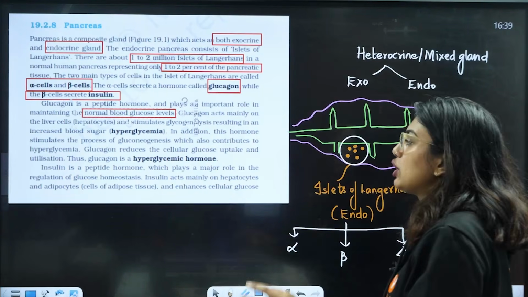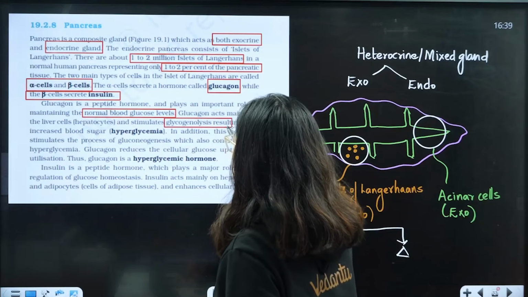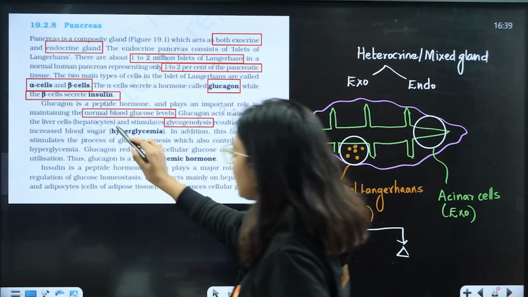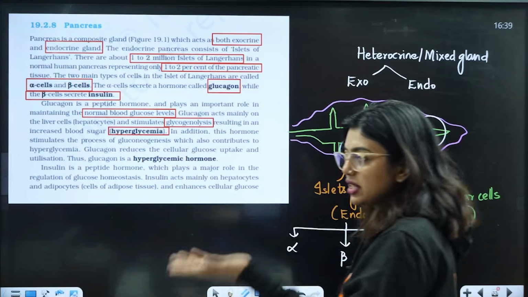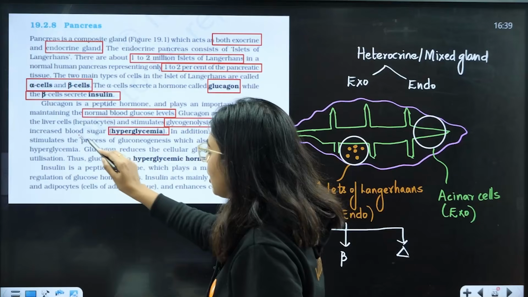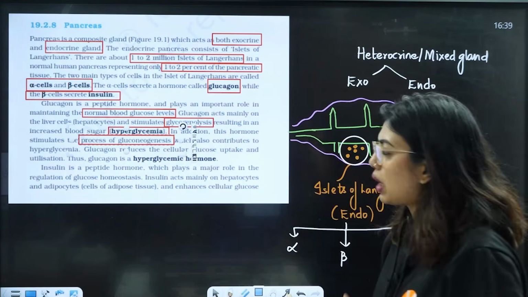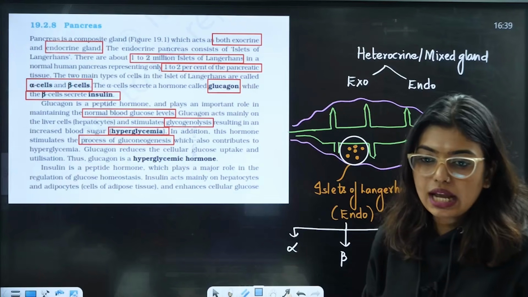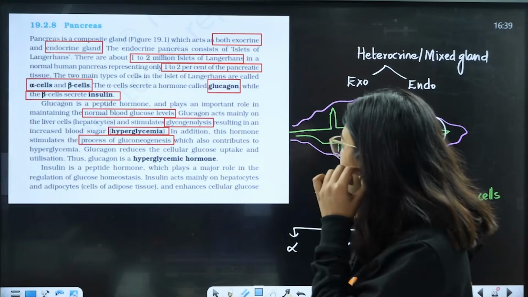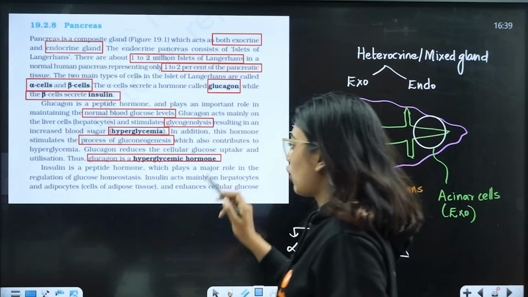Glucagon acts mainly on the liver cell, that is a hepatocyte, and it will stimulate what? Glycogenolysis, which will lead to hyperglycemia in your body. That is, sugar levels will increase. In addition to it, students, it also stimulates gluconeogenesis, which also contributes to hyperglycemia. Now, glucagon reduces the cellular glucose uptake and utilization.